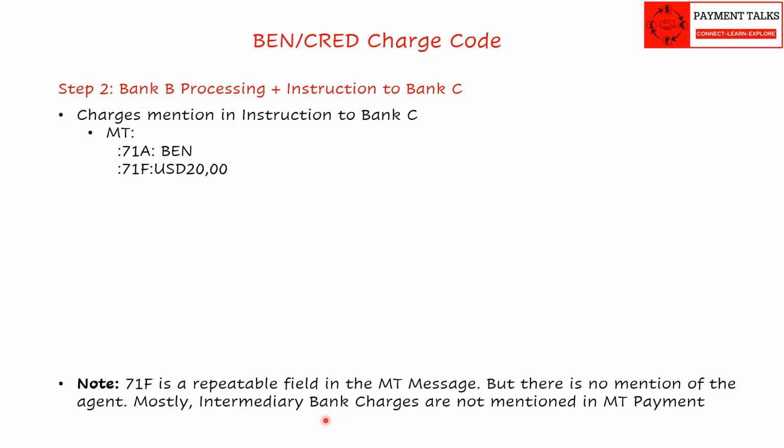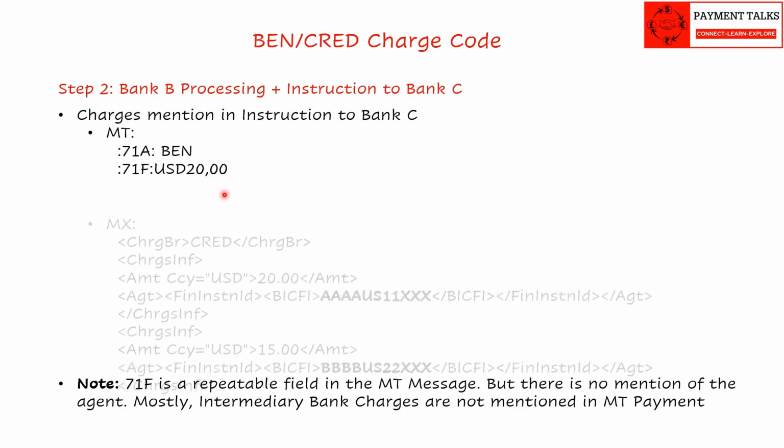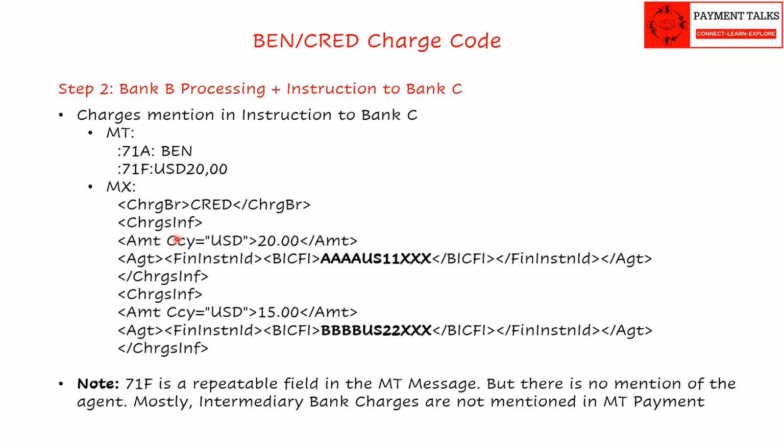Second, as 71F does not have the bank information, it is difficult to understand who deducted these charges. So usually intermediary banks would not mention their charges in the MT message. They simply forward the original payment details with the sender bank's charges as is. Also, as we know, at least one occurrence of 71F is mandatory for the payment to be validated by the network. In MX, we have agent information details in the message.